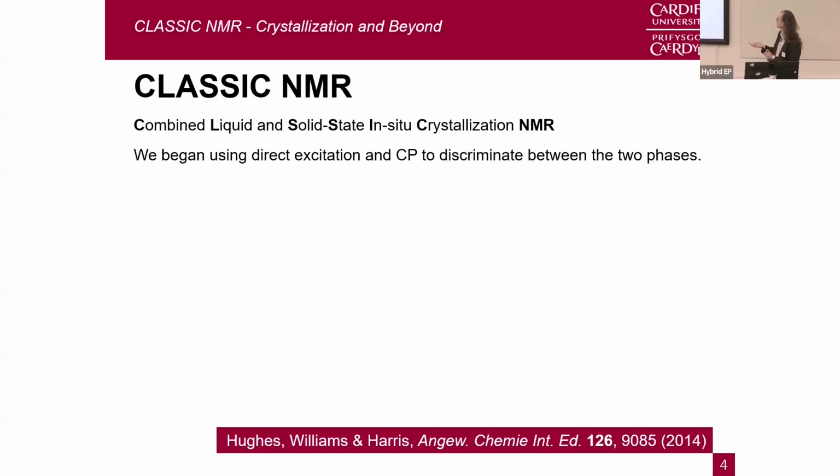So what does classic NMR stand for? It's combined liquid and solid state in situ crystallization NMR. And so obviously we were using it in the first instance to study crystallization. When we first came up with this idea, it was very simple. We do cross-polarization on carbon or phosphorus to look at the solid phase as it was crystallizing, but at the same time, effectively, we'd use direct excitation on the liquid phase so that we get information about the species going out of the liquid.